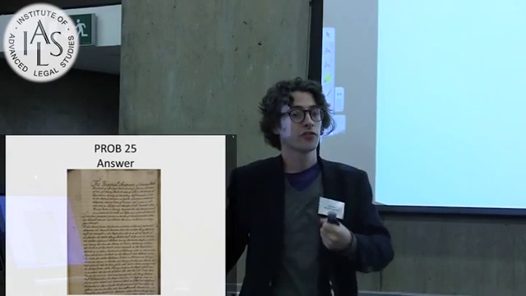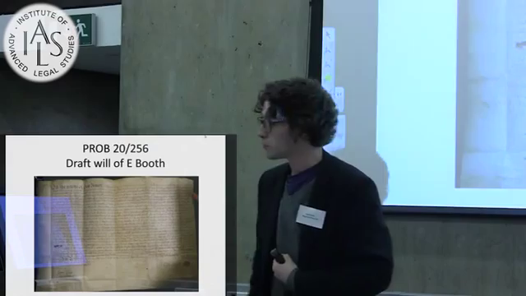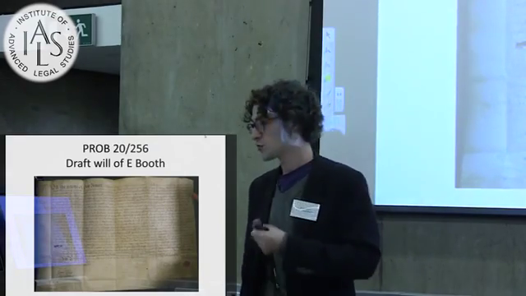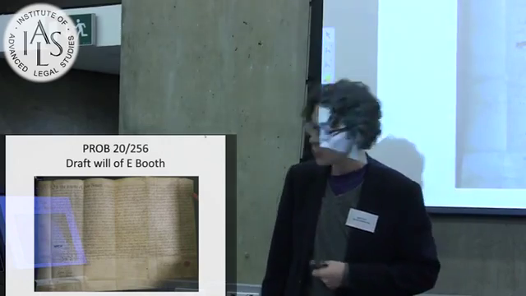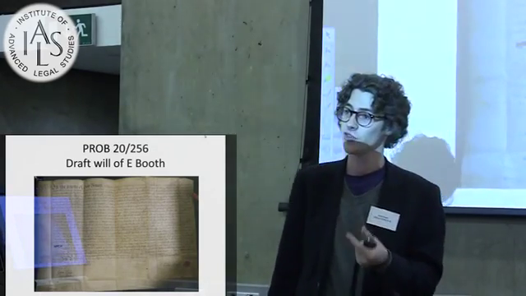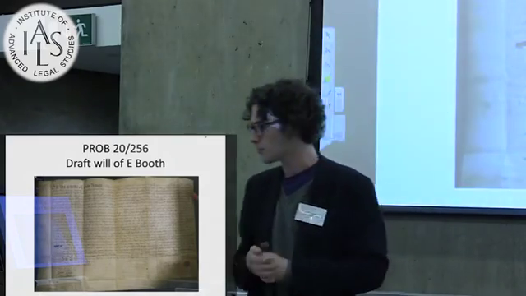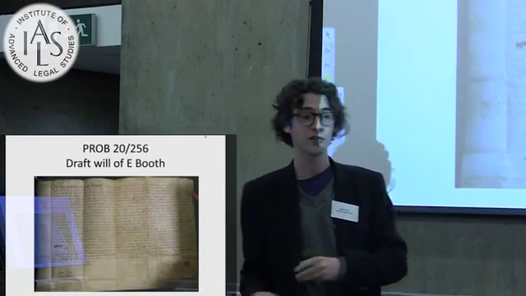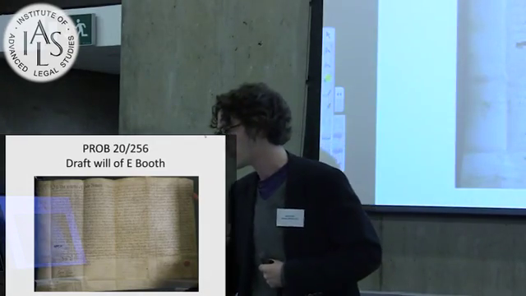So you then get evidence that was submitted in the case. So in Prob 20/256, we get a draft will of Elizabeth Booth from some years beforehand, which doesn't include the disinheriting clause relating to the sister. So you can see that there's been some shift in personal relationships between the time the draft will was made and the time that the official will was lodged in the PCC.